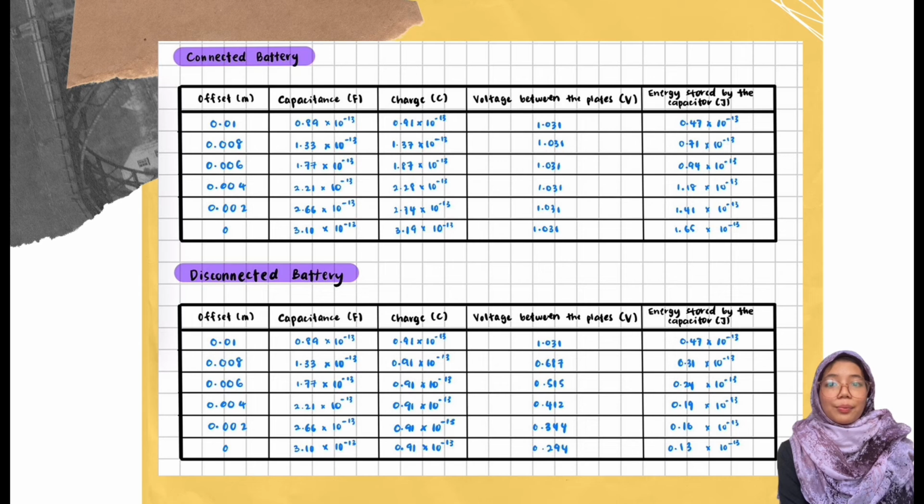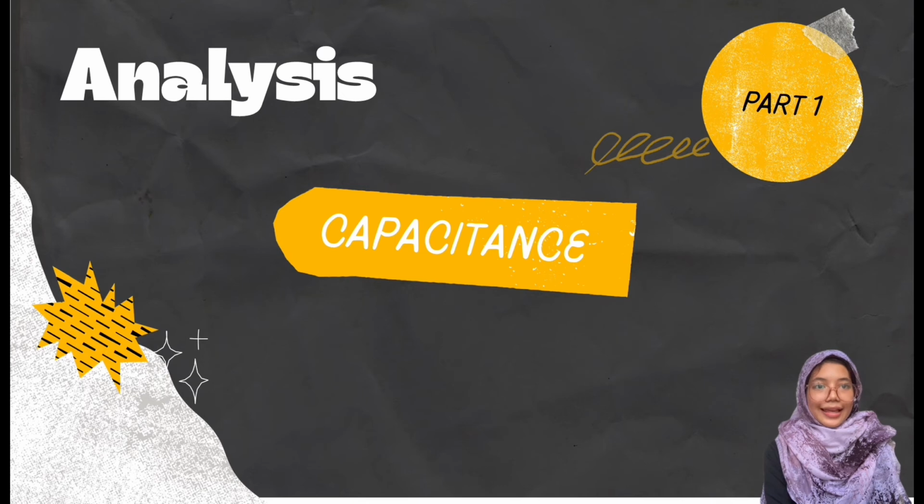The energy stored by the capacitor, we got 0.47 times 10 to the power of negative 13, 0.31 times 10 to the power of negative 13, 0.24 times 10 to the power of negative 13, 0.19 times 10 to the power of negative 13, 0.16 times 10 to the power of negative 13, and 0.13 times 10 to the power of negative 13 respectively. Next, we will move on to the analysis for part 1, capacitance.